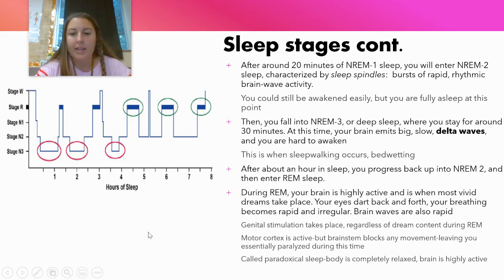So during REM, again, your brain is super active. You have the most vivid dreams taking place. Your eyes dart back and forth under your eyelids. This is why we call it REM, rapid eye movement. And your breathing becomes rapid and irregular.